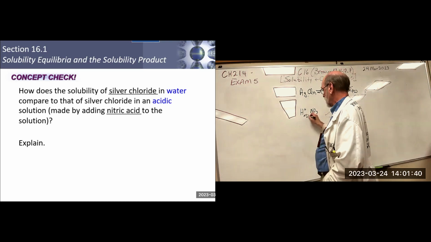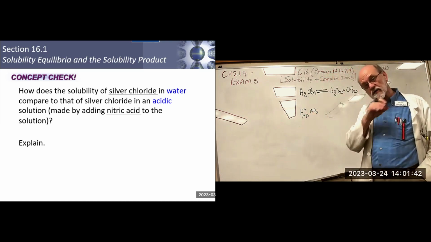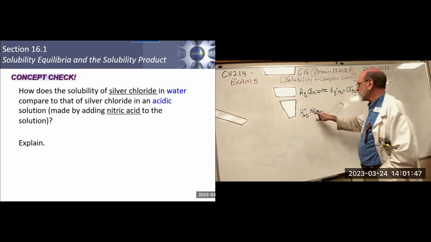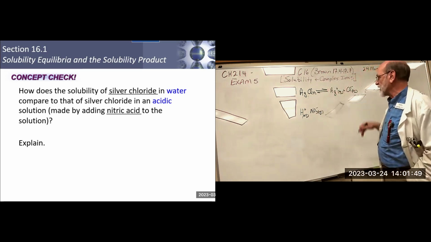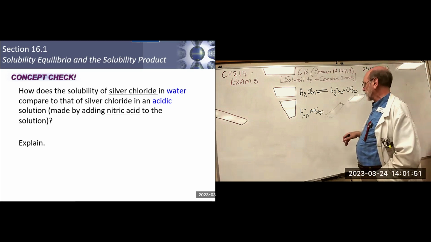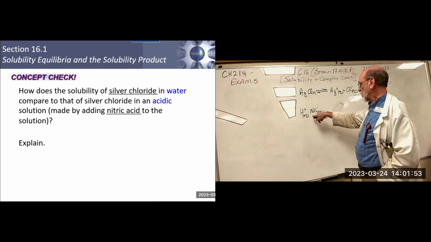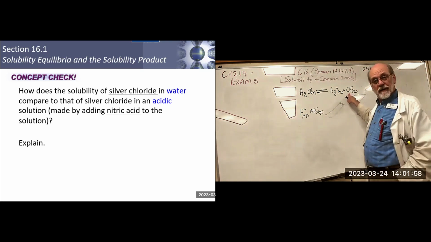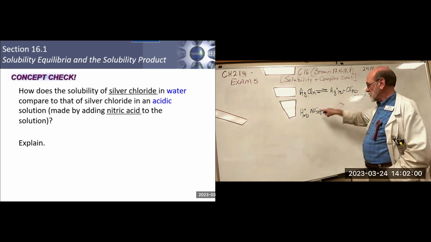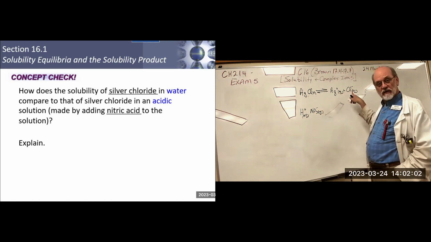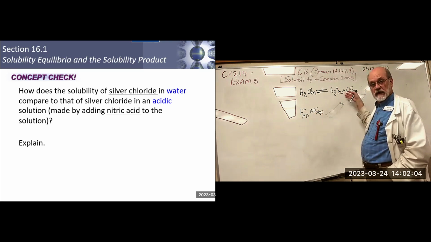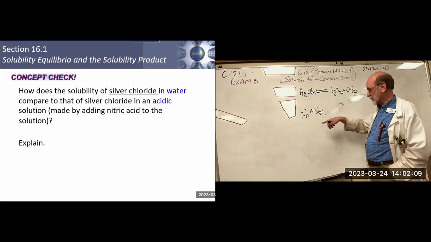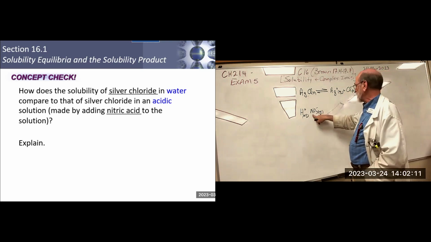Nitric acid is a strong acid, so it's going to go completely into solution like this and produce these ions. What effect will these have on that solubility? Well, what could hydrogen react with? Well, it could react with chloride, but it won't, because hydrochloric acid is strong. It's completely dissociated. They don't care about each other. This is a very weak base. It doesn't want that proton. Okay, so that's out.